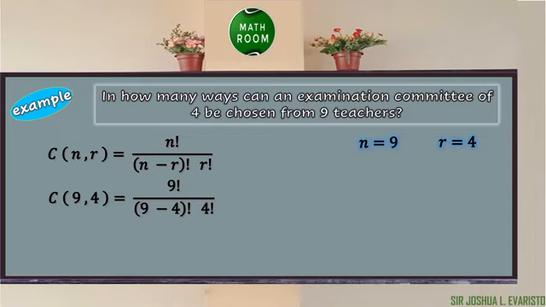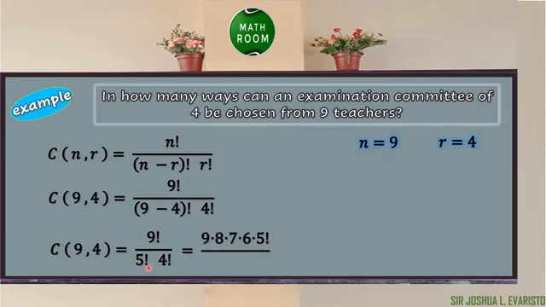4 factorial. Simplifying the equation, 9 minus 4 is equal to 5. We can write our numerator 9 factorial in the form of 9 times 8 times 7 times 6 times 5 factorial, so that we can cancel 5 factorial on the numerator and on our denominator. We know that 4 factorial is equal to 4 times 3 times 2 times 1.